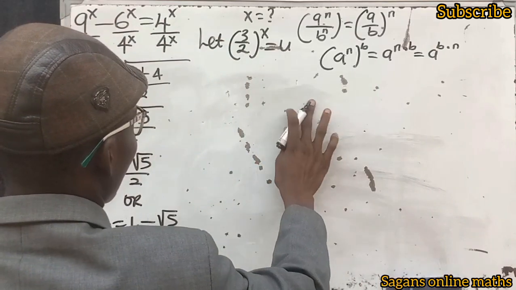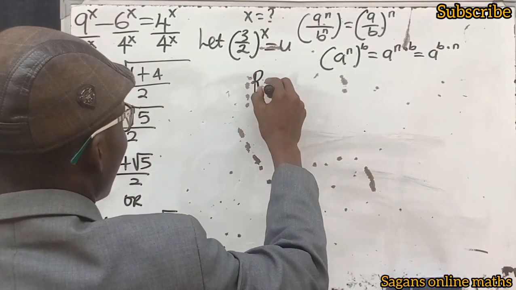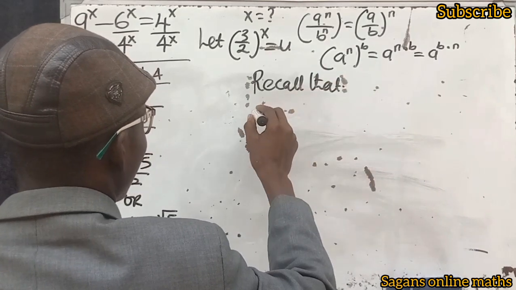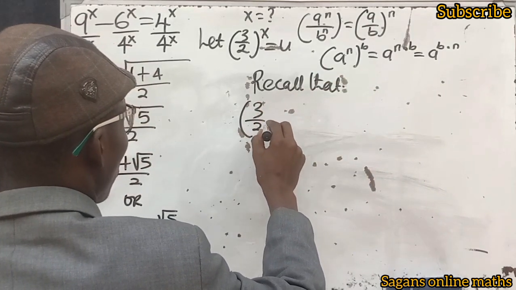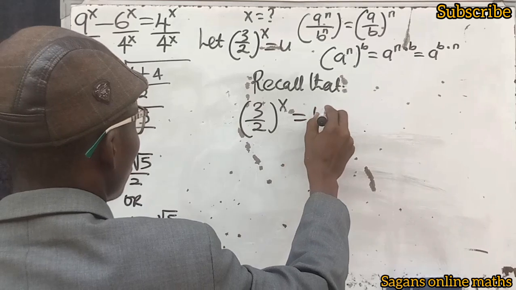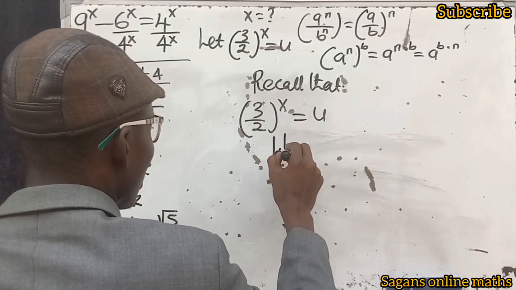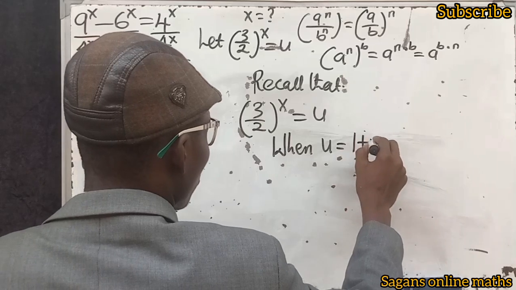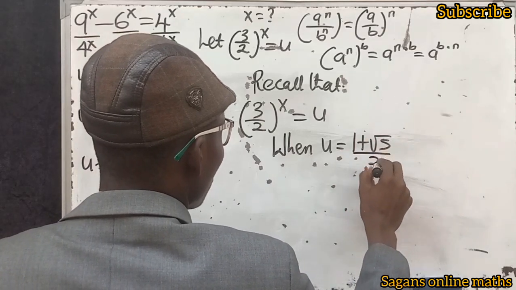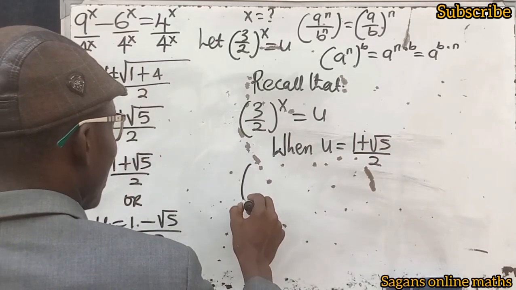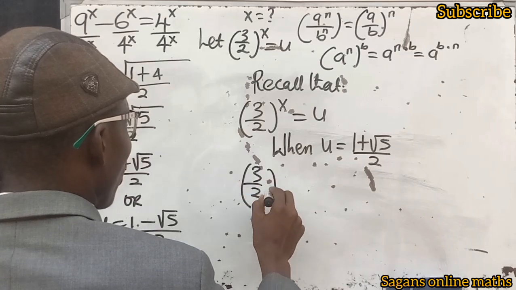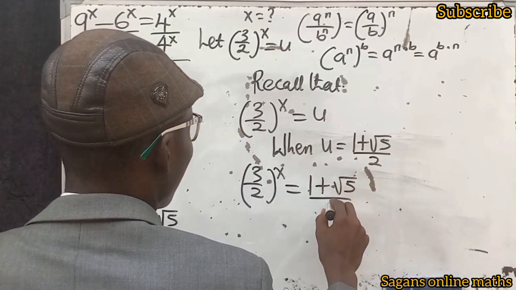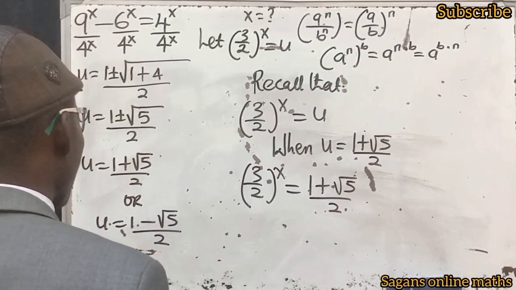Now let's recall that (3/2)^s is equal to u. Then when u is equal to (1 + √5)/2, let's solve for s. So that becomes (3/2)^s is equal to (1 + √5)/2. But the bases are not the same.